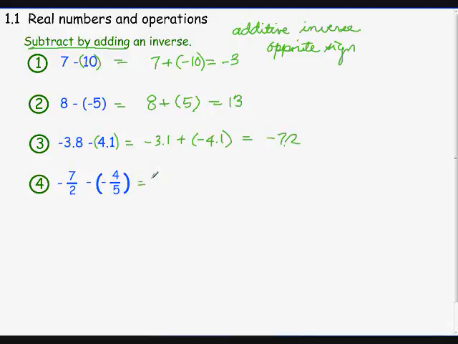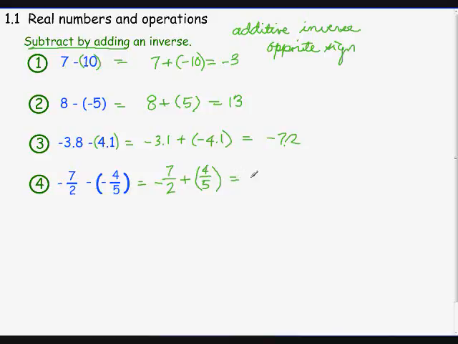Well, let's start out by converting it from a subtraction problem to an addition problem. So we've got a negative 7 over 2. We want to change it from subtracting a negative number to adding the additive inverse, which would be a positive 4 over 5.